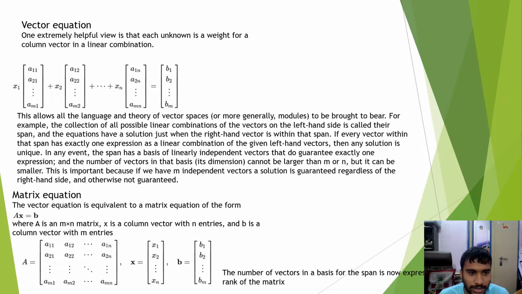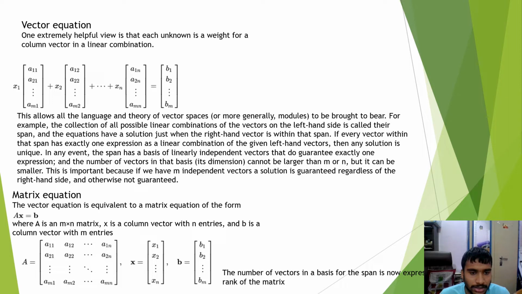If every vector within that span has exactly one expression as a linear combination of the given left hand vectors, then any solution is unique. In any event, the span has a basis of linearly independent vectors that do guarantee exactly one expression, and the number of vectors in that basis, its dimension, cannot be larger than m or n, but it can be smaller. This is important because if we have m independent vectors, a solution is guaranteed regardless of the right hand side, and otherwise not guaranteed. Now, matrix equation.